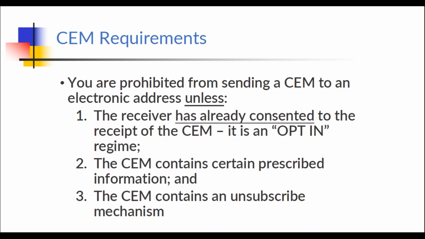First of all, the receiver of that CEM has already consented to receive it. In other words, this is an opt-in regime. CASL is opt-in. They had to have opted in before you click send, okay? And that's very important. Second, the CEM has to contain certain prescribed information. And one of my other slides will tell you what the prescribed information is. And finally, the CEM has to contain an unsubscribe mechanism. Again, I will break those 3 down in my presentation.